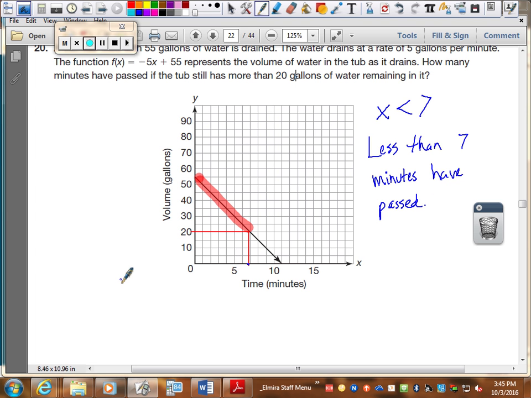Okay, so you're identifying the part of the graph that they're talking about, and then identify the part of the x-axis that they're talking about. Here's 7, okay, still has more than 20. That means this part of the graph is what they're talking about. So it's x is less than 7. So be cautious. Don't just assume that if it's more than, you're going to use the greater than symbol. Because it's not talking about the minutes being more than. It's talking about the amount of water being more than, and that's on the y-axis. So be very careful about that.